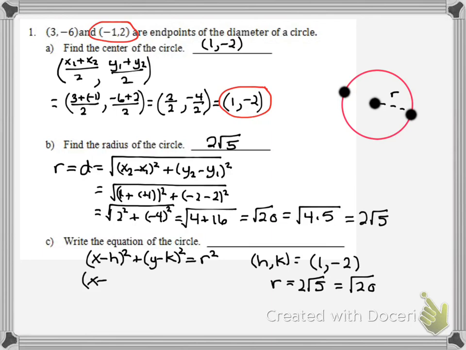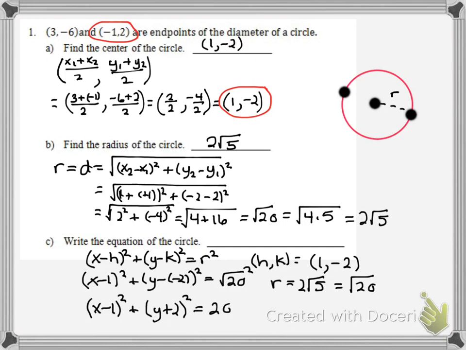So I get x minus 1, h is 1, plus y minus, I won't skip any steps here, y minus -2 equals, for the radius I'm going to use square root of 20 because we have to square it. So final answer, x minus 1 squared plus y plus 2 squared equals 20. If I wanted to write that here, I could. x minus 1 squared plus y plus 2 squared equals 20.